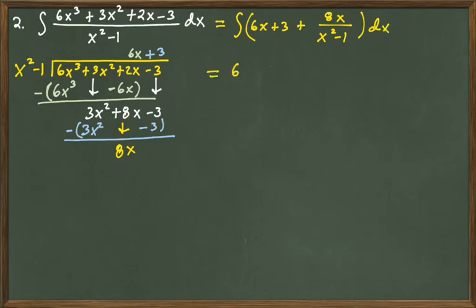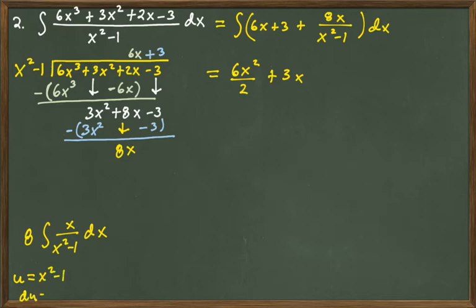Okay, so that is going to give us 6x squared over 2 plus 3x. And then we'll go ahead and integrate 8 over x. We'll integrate 8 times the integral of x over x squared minus 1 dx. We'll do a u substitution. U is equal to x squared minus 1. Du is equal to 2x dx.